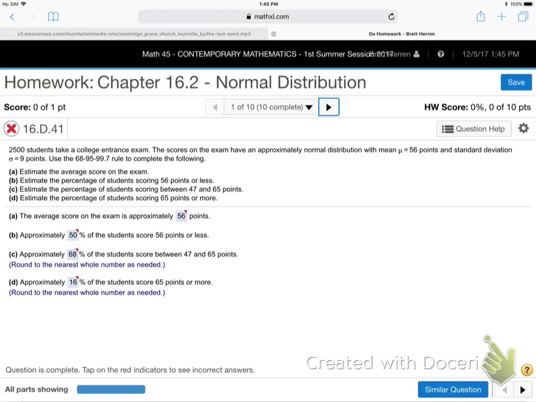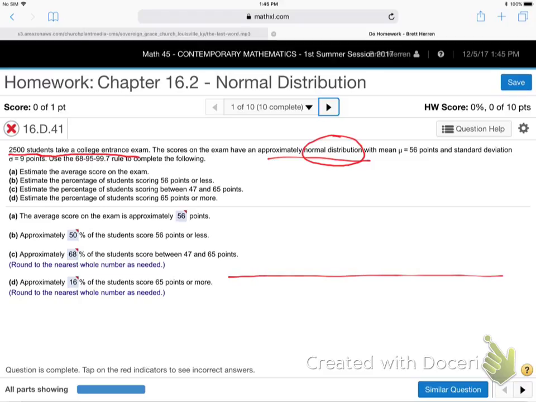You know, they go blah, blah, 2,500 students take a college exam. The scores have an approximately normal distribution. When you read those words, that means the bell curve fits. This comes up a lot in real life. When they say the scores have a normal distribution, it means normal, like in the way we use the word normal, and the normal is the bell curve. That is normally what happens when a bunch of people take a test, or you measure the width of a bunch of trees, or the height of a bunch of 7-year-old girls or boys or whatever. Normal distribution, bell curve.